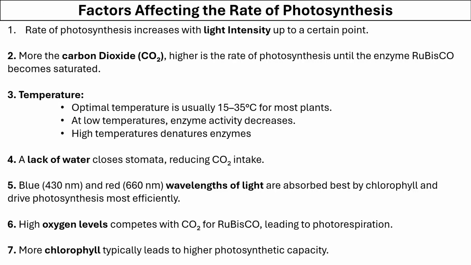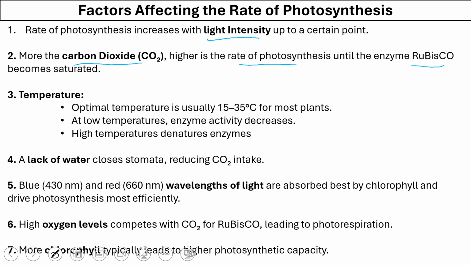Now let's have a brief look at the factors that affect the rate of photosynthesis. The rate of photosynthesis increases with the intensity of light up to a certain point, but beyond that, increasing the intensity of light will not keep on increasing the rate of photosynthesis. The more carbon dioxide, the more the rate of photosynthesis, but only up to a point, until the enzymes are saturated with carbon dioxide.